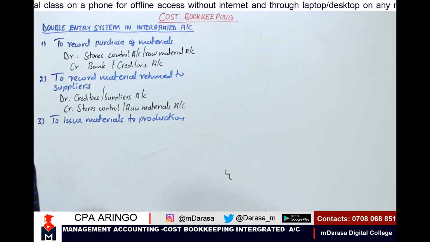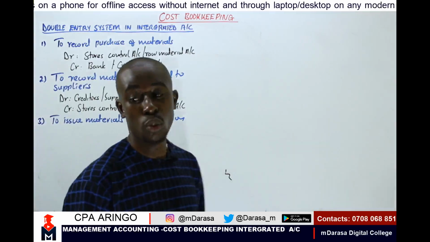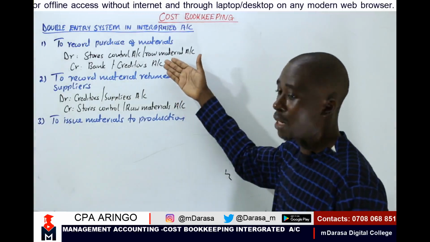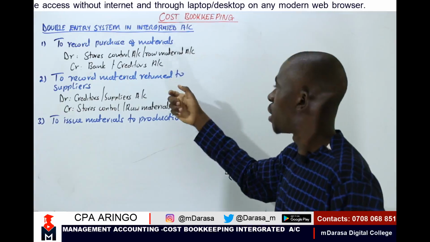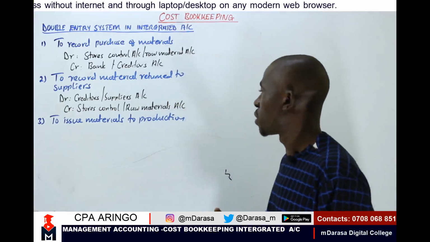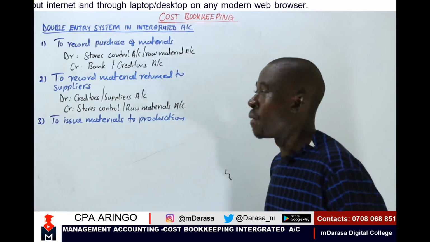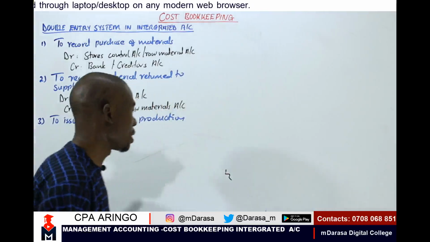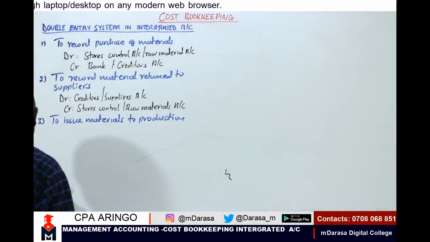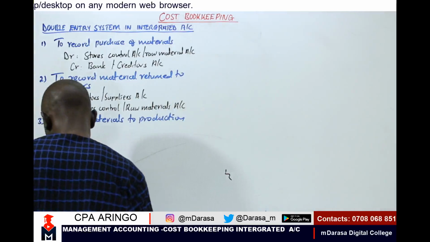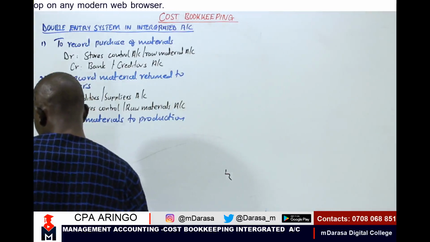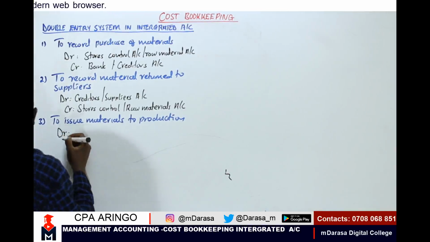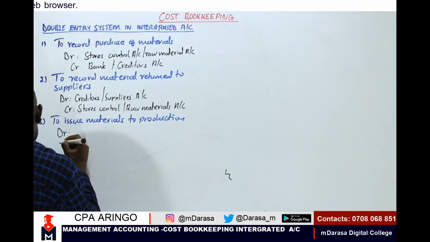Looking at this case, to issue materials to production, what should we be having? In this case, I want to remove some items from our stores control or raw materials account to issue them to production, meaning that production could be work in progress. In such a case, we'll be having these accounts. Number 1, we are going to debit. Mark that clearly. We are going to debit work in progress account.